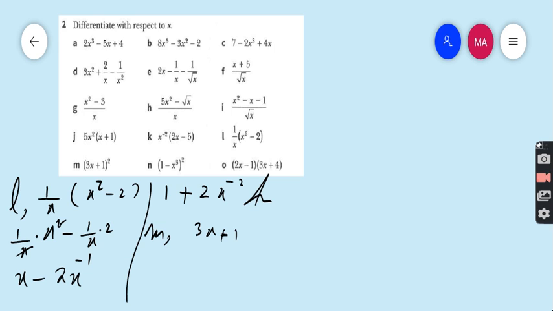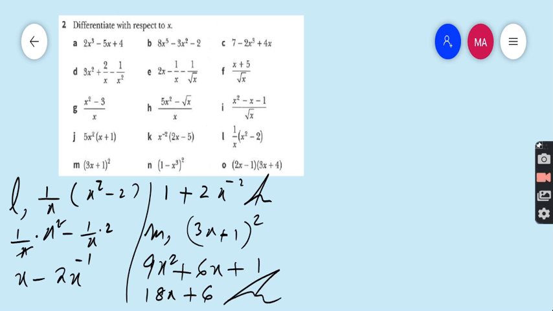3x plus 1 whole square. Now we have to find the derivative, but after expanding this with the help of the formula a plus b whole square. So a is 3x, b is 1, so a square means 9x square, plus 2ab, 2 into 3 is 6x, plus 1 square is 1. 9x square derivative is 18x, 6x derivative is 6, and the derivative of 1 is 0. So 18x plus 6 is the answer of part M.